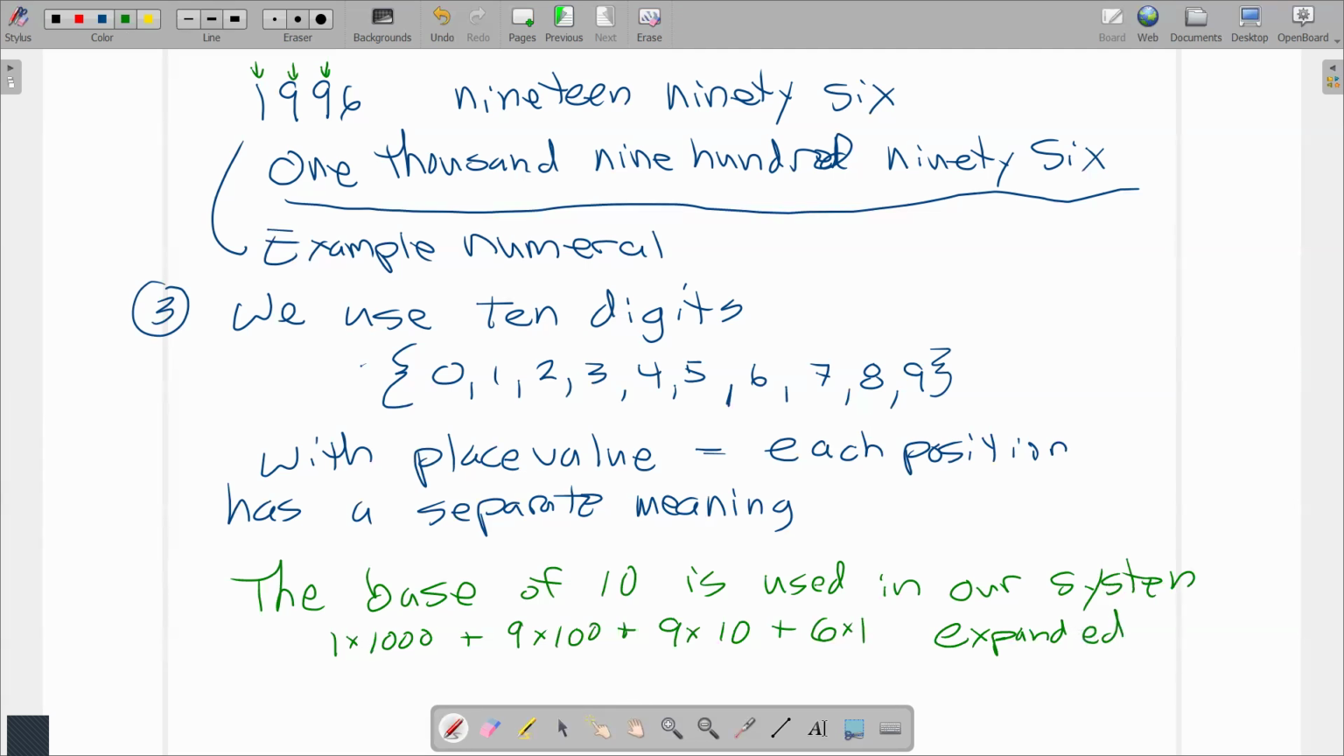And sometimes that expanded form is used with exponents. So instead of writing it that way, I might write it as 1 times 10 to the third, and 9 times 10 to the second, and the other 9 times 10 to the first, and 1. Anybody remember what power of 10 that is? 0. So that's another way to expand, but with exponents. Next question.